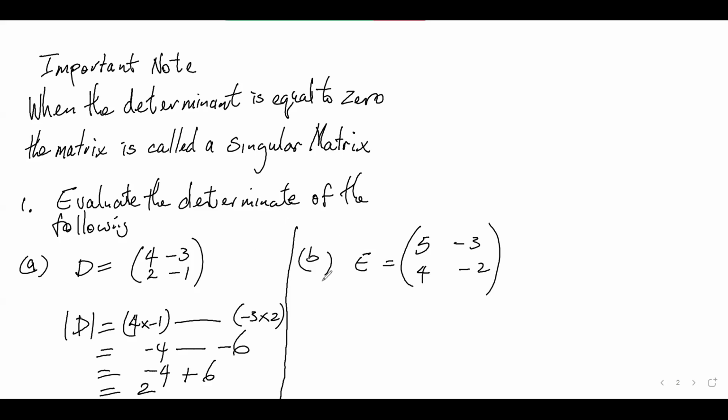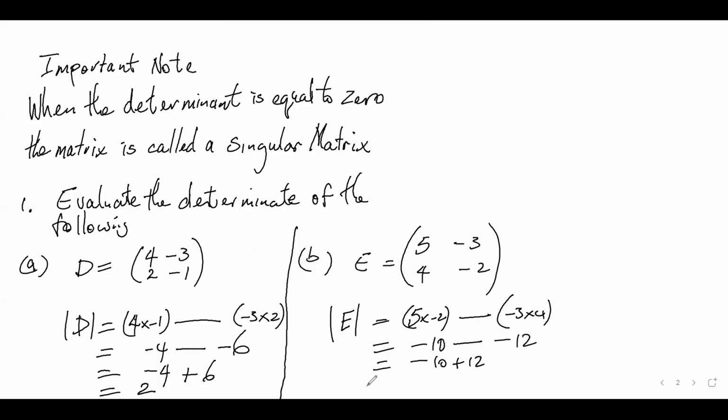So, the determinant is 5 times -2 minus -3 times 4. So that's -10 minus -3 times 4, which is -12. So that's -10 plus 12. Your answer is 2. One more. Doing one more.